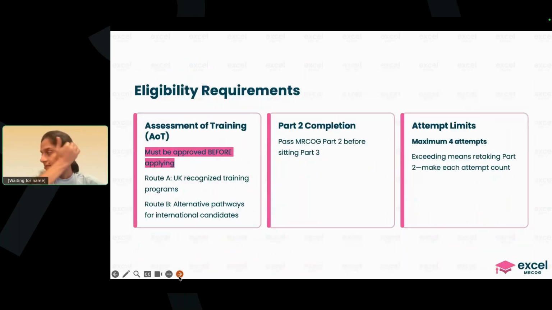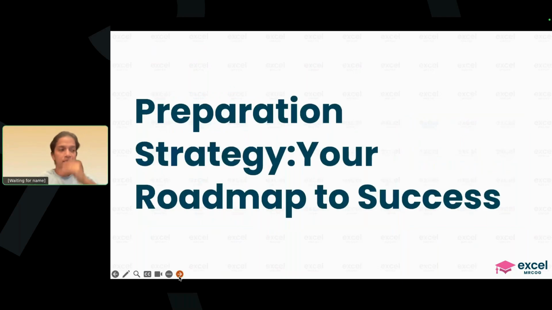As the eligibility criteria, we all know you have to have your assessment of training before the Part 3 exam and Part 2 completion. You have a maximum of 4 attempts for the MRCOG Part 3. That means that if you fail MRCOG Part 3 four times, you'll have to then repeat your MRCOG Part 2 exam.